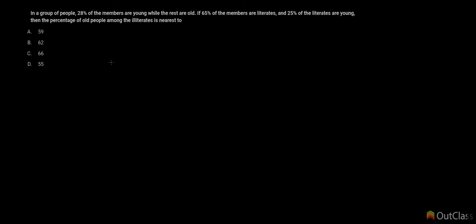In a group of people, 28% of the members are young while the rest are old. If 65% of the members are literates and 25% of the literates are young, then the percentage of old people among the literates is nearest to which of these 4 integers?